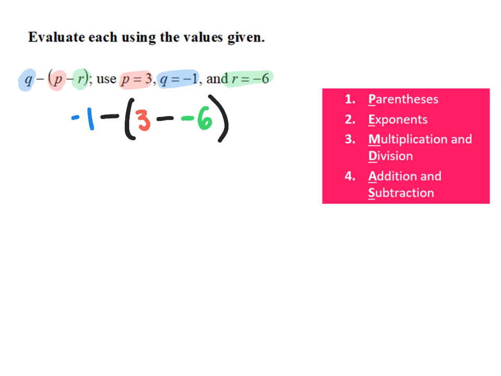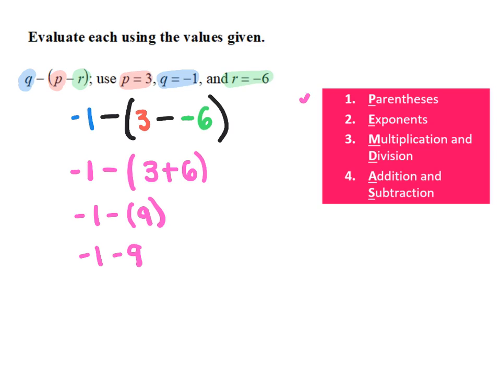the parentheses. In order to do that, the -1 minus will stay the same. 3 minus -6 is really 3 plus 6. And if we simplify that, 3 plus 6 is really 9. It becomes -1 minus 9. Now there aren't any exponents to deal with. We multiply the -1 to the parentheses, and now if we add and subtract, -1 minus 9 gives you -10 as your final answer.